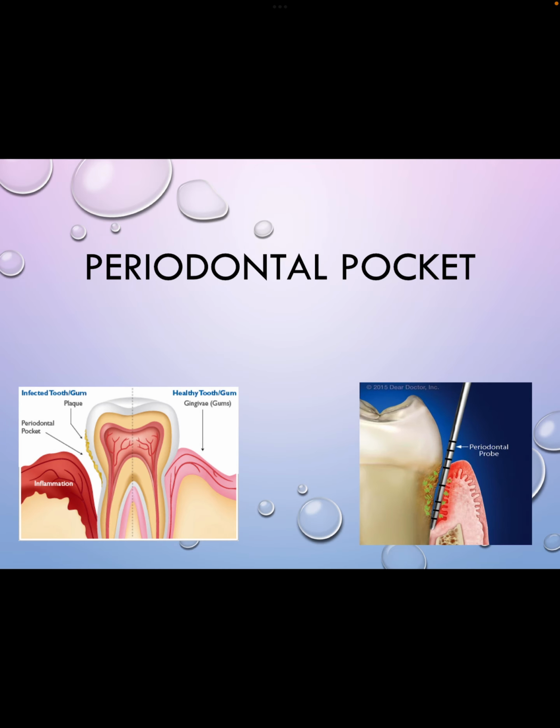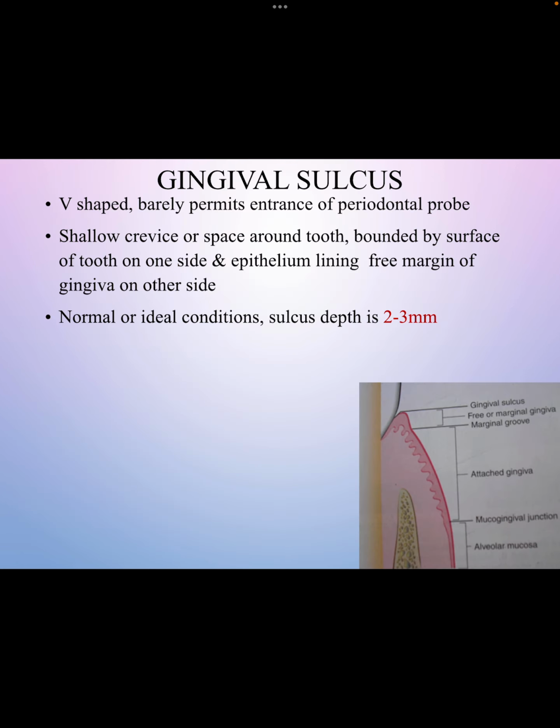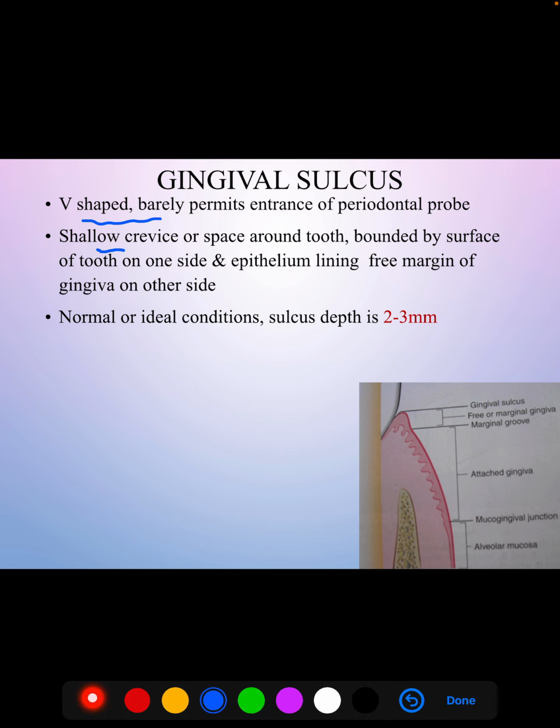Our topic is periodontal pocket. First, we will see what is a gingival sulcus. It is a V-shaped shallow crevice or space around the tooth, bounded by the surface of the tooth on one side and the inner lining of the gingival margin on the other side. This V-shaped sulcus, in normal condition, is about 2 to 3 millimeter.